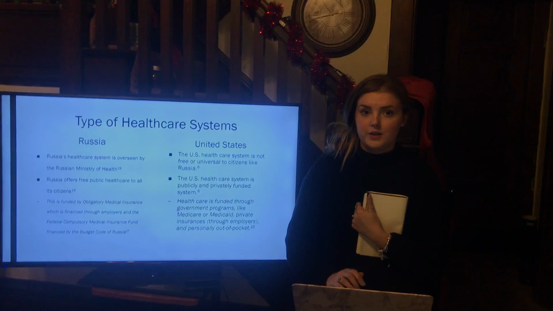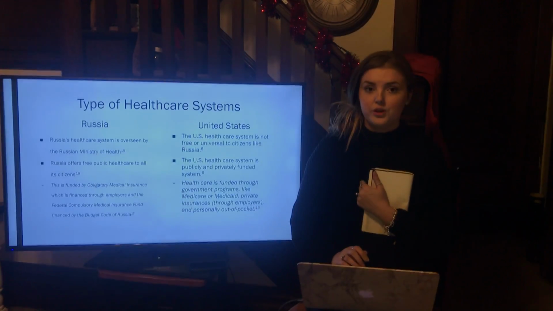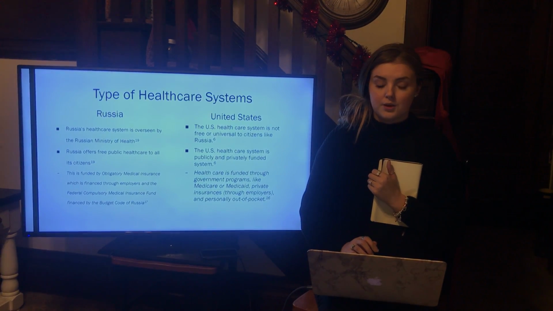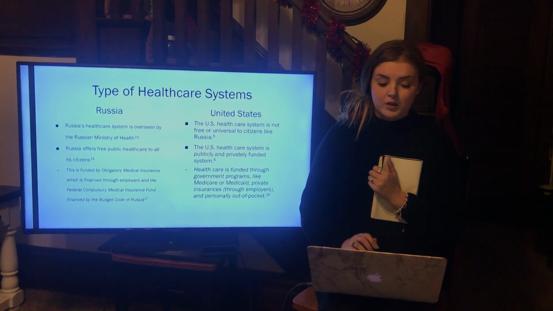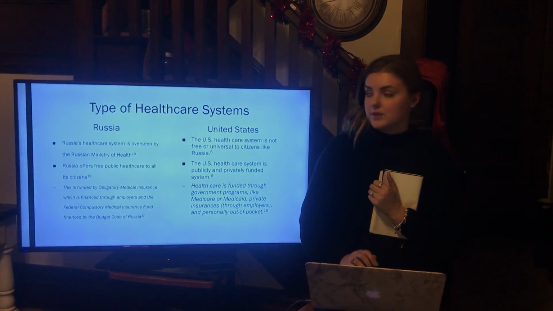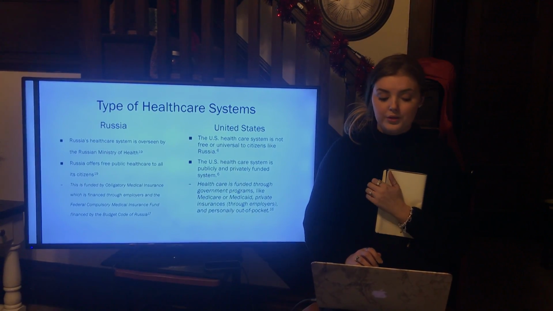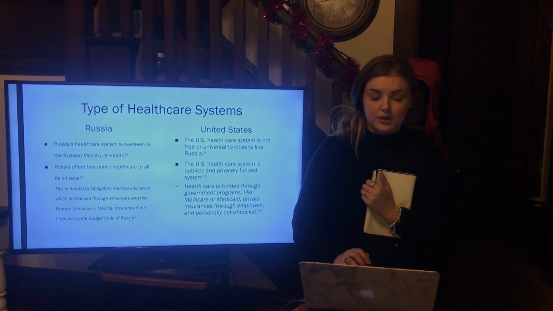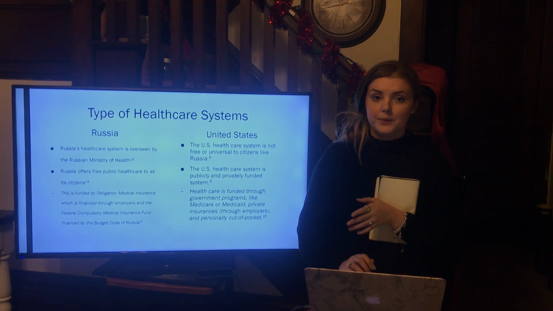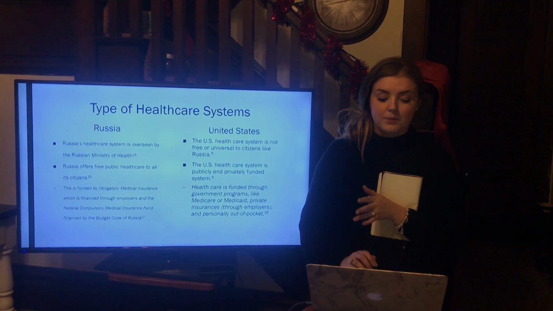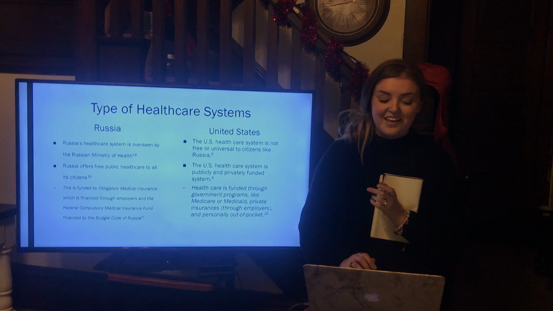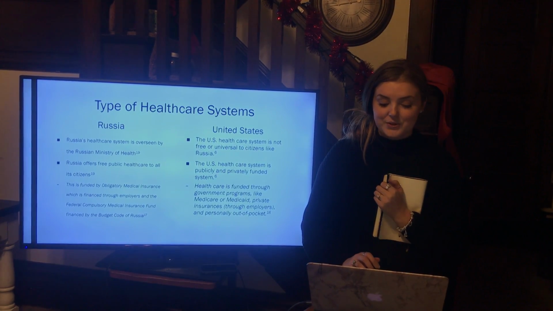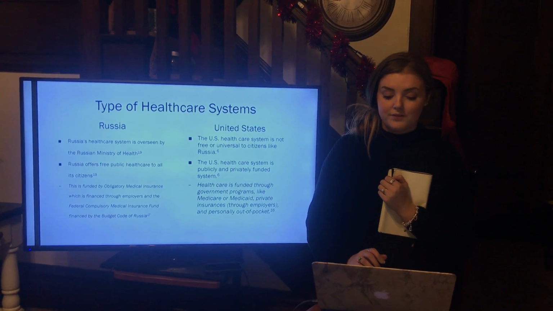So the two types of healthcare systems: Russia has free universal healthcare available to all their citizens, whereas the United States has a publicly and privately funded system. In Russia, it's overseen by the Russian Ministry of Health, and that is funded by the obligatory medical insurance agency, which is financed through employers, and the Federal Compulsory Medical Insurance Fund, which is financed by the Budget Code of Russia. And in the United States, like I said, it's publicly and privately funded.